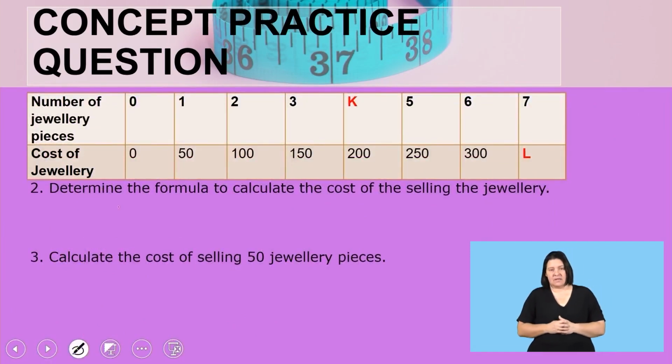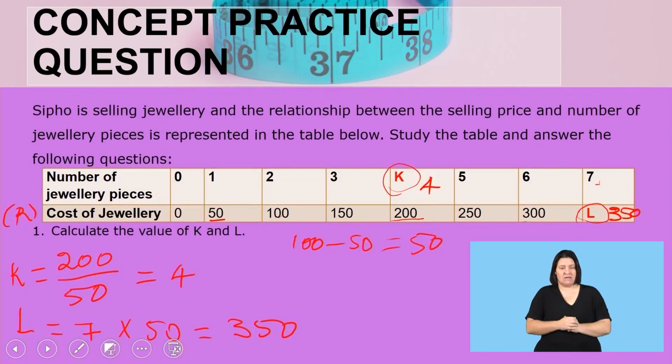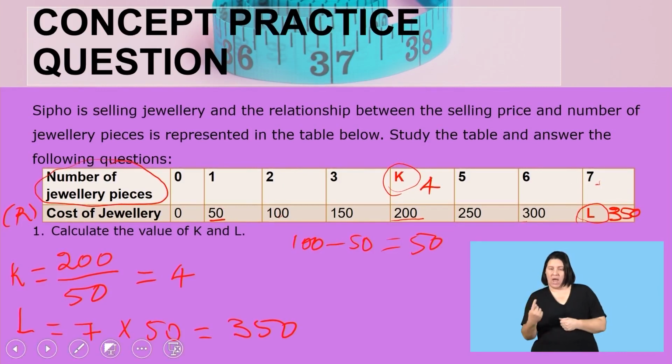The next question, determine the formula to calculate the cost of selling the jewelry. So looking at the previous question, when we calculate the cost, we simply take the independent variable, which is the number of pieces of jewelry. We multiply it by the cost of one jewelry.